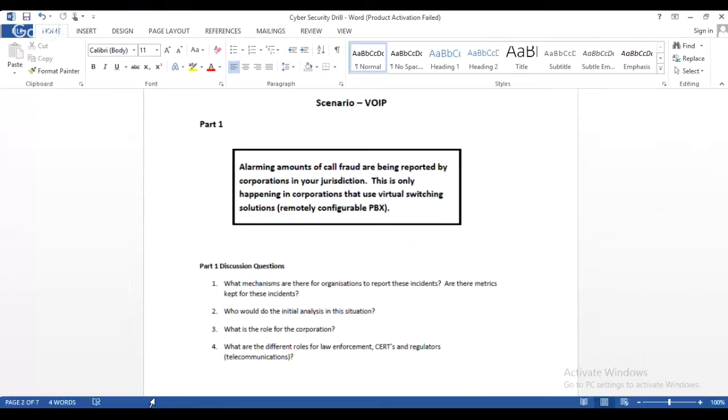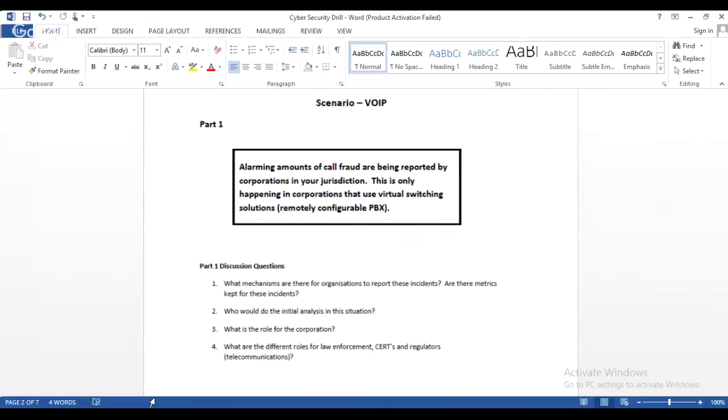Yes, Dishan. Yeah, Malith described the first question and the answer. So let's move on to the second question. Who would do the initial analysis in this situation? As you can see, VoIP is based on networking. So the network administrator of the organization is the person who should monitor and analyze the situation and come up with necessary solutions for the incident, and make the employees aware of how to handle such situations in the future.